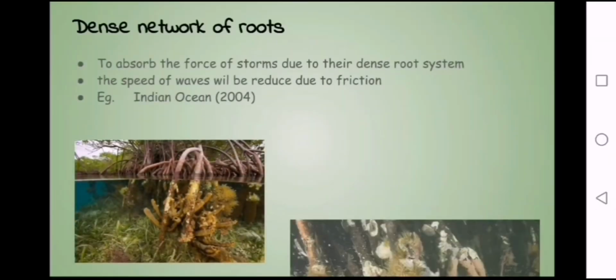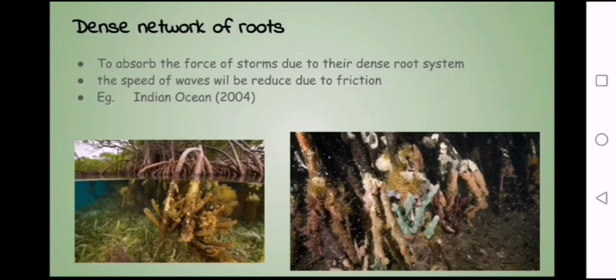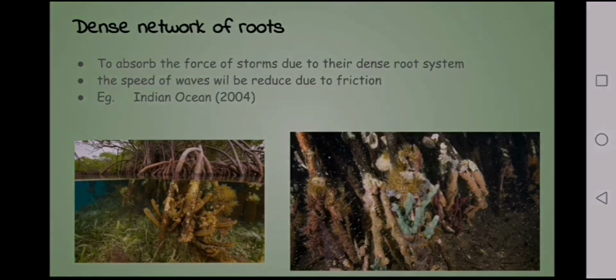Mangroves absorb the force of storms due to their dense root system. As storm waves approach the coast, their speed is reduced due to friction, hence reducing the impacts of storms on coasts. A number of coastal sites in the Indian Ocean region affected by the devastating tsunami in 2004 have been replanted with mangroves to protect the coast from future tsunamis.